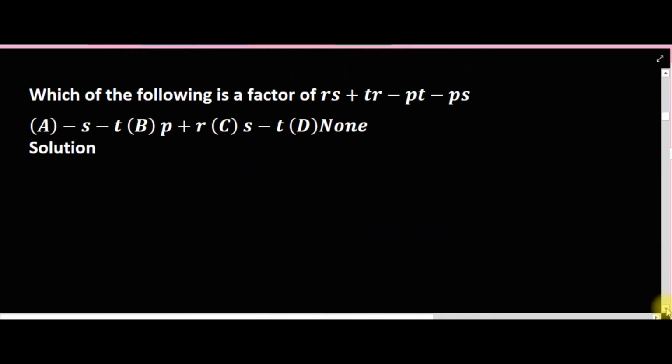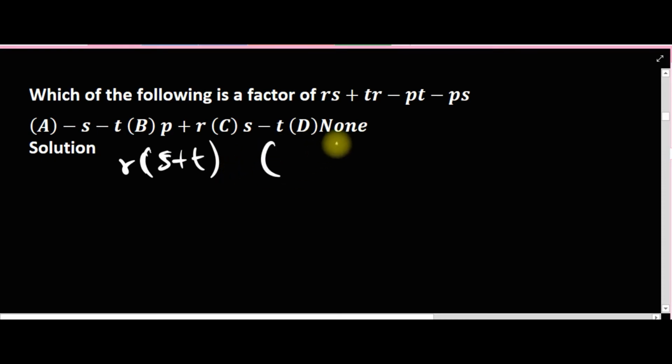So the next question: which of the following is a factor of that? Again, we'll factor by grouping. If you notice, R is common here. We are left with S plus T. P is common here. So we need to factor by grouping. So bringing out R in the first part, this is S plus T.